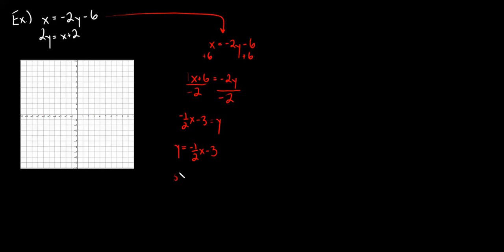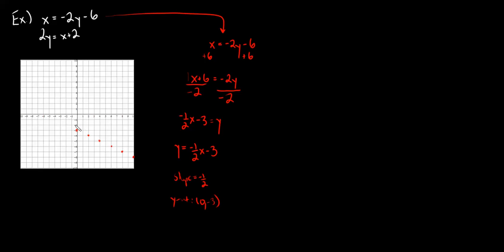And now we can pick it apart. The slope is negative 1/2, and the y-intercept is (0, -3). So we can go ahead and graph that. So (0, -3), down 1, right 2, down 1, right 2, down 1, right 2, down 1, right 2, down 1, right 2, okay?